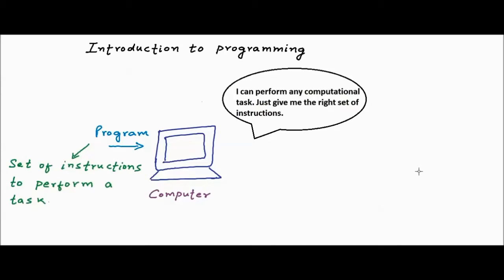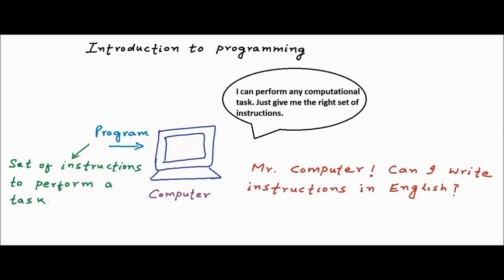As we saw, a program is a set or sequence of instructions that you would give to the computer, and the computer would execute those instructions. Now, in what language can I give these instructions to the computer? Can I give these instructions in a natural language, like English? You must have heard that a computer understands binary. Binary is the language of computers.